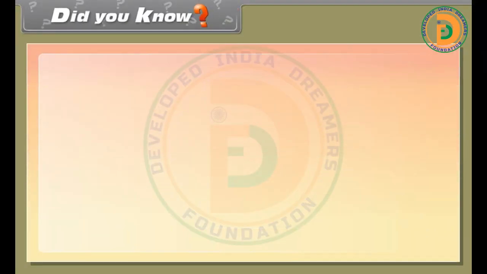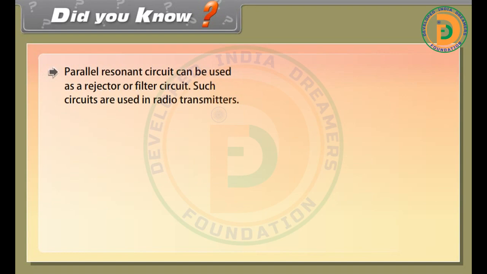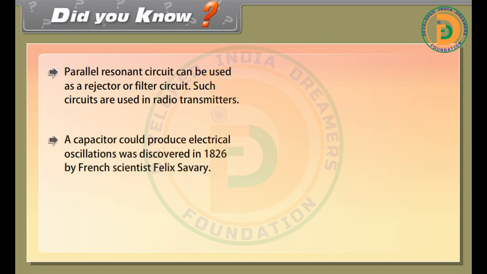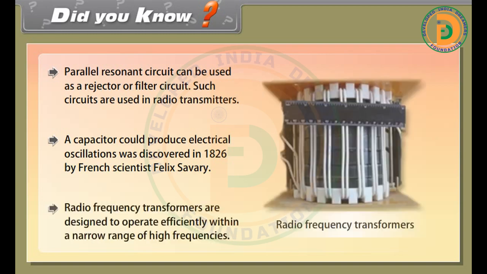Did you know? Parallel resonant circuit can be used as a rejector or filter circuit. Such circuits are used in radio transmitters. The fact that a capacitor could produce electrical oscillations was discovered in 1826 by French scientist Félix Savary. Radio frequency transformers are designed to operate efficiently within a narrow range of high frequencies.